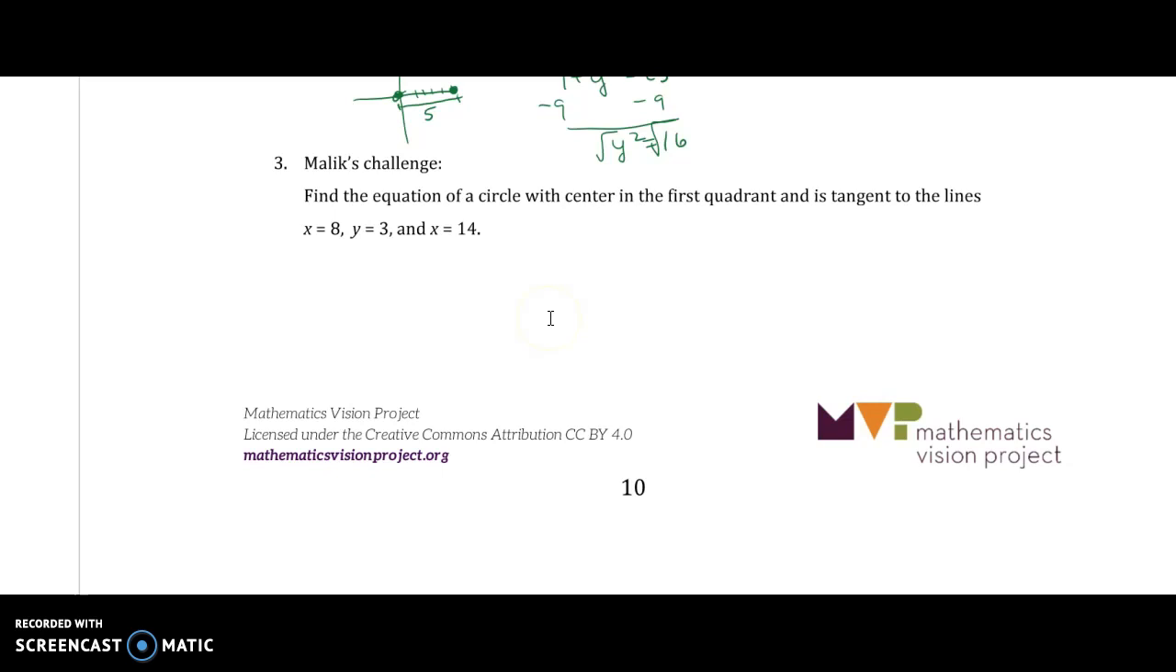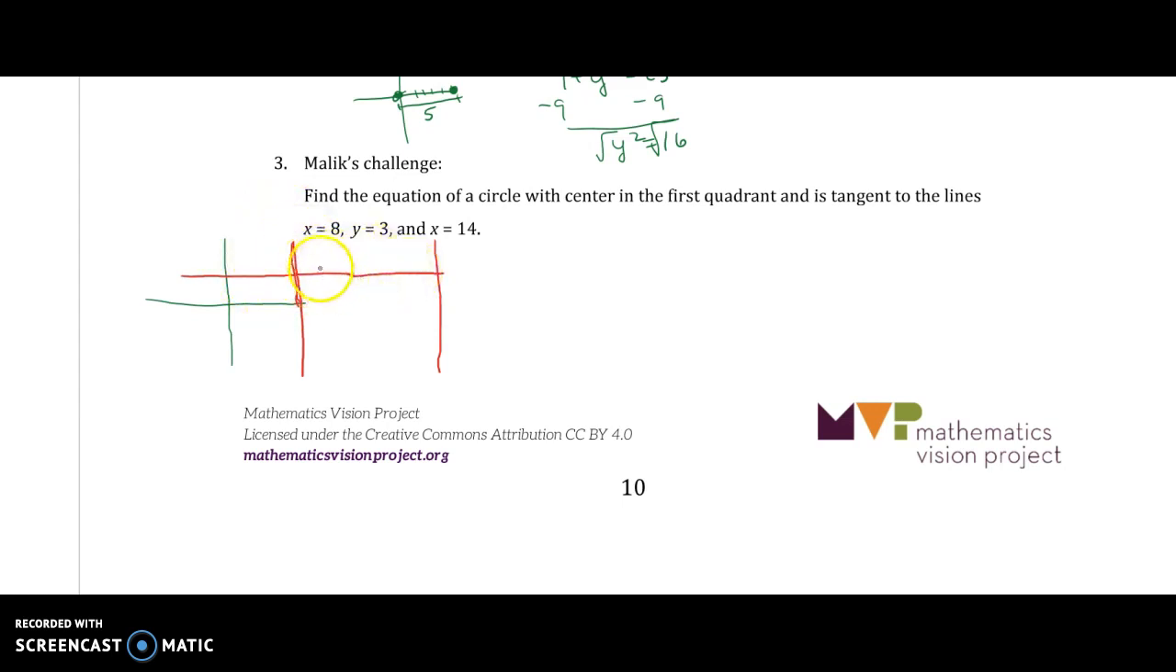Number 3. Find the equation of the circle with center in the first quadrant. It's tangent to the lines x equals 8, y equals 3, and x equals 14. So what I'm going to do is draw x equals 8 with a vertical line like that. Y equals 3, 1, 2, 3, is a horizontal line, and x equals 14 to be somewhere out here. Now you know it's in the first quadrant, so it's in the upper right-hand corner.